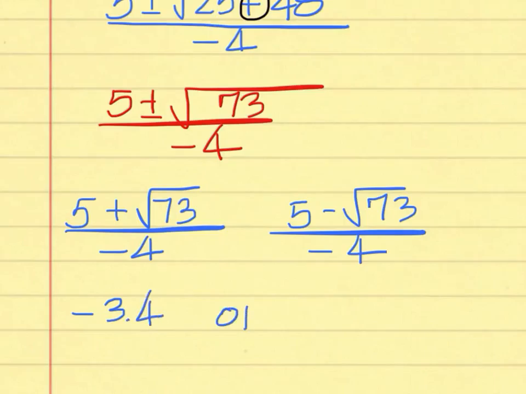But now we do the same thing on the other side. 5 minus the square root of 73 equals, and then divide by negative 4. You should get 0.9.